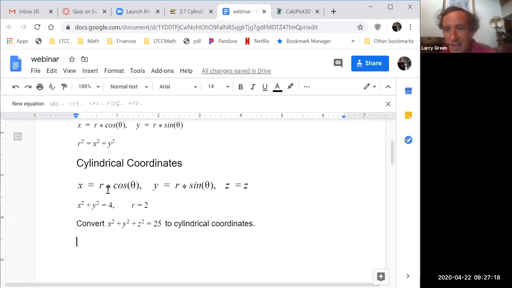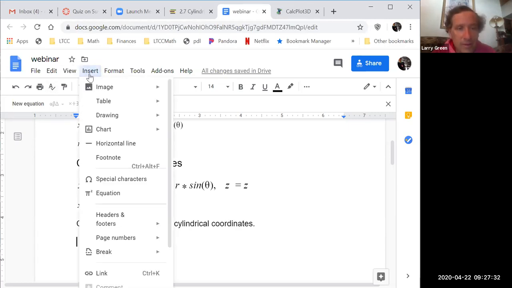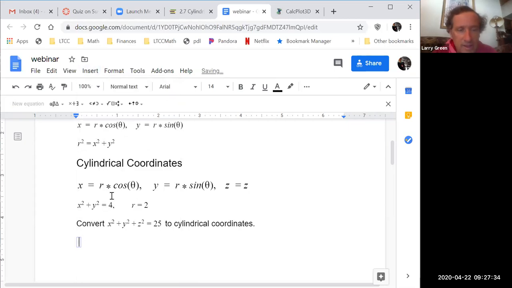Maybe I'll jump into it then. Okay, well, the first thing I do is I see an x squared plus y squared. And when I see an x squared plus y squared, I can replace that with what? r squared. So I can write r squared plus z squared equals 25.